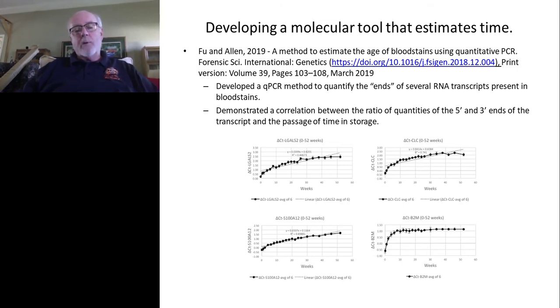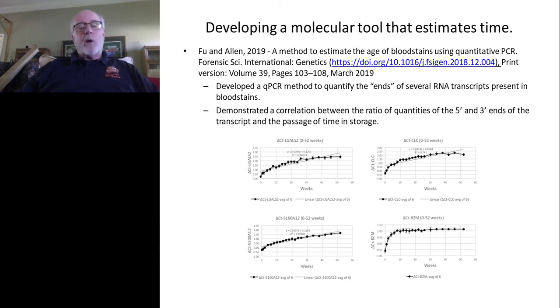So as these curves increase going from left to right, the abundance of the 5' end of these transcripts is disappearing from the transcriptome. And as the curve goes up and then levels off, the abundance of the 5' end of the transcripts is below the limit of detection for our quantitative PCR platform.